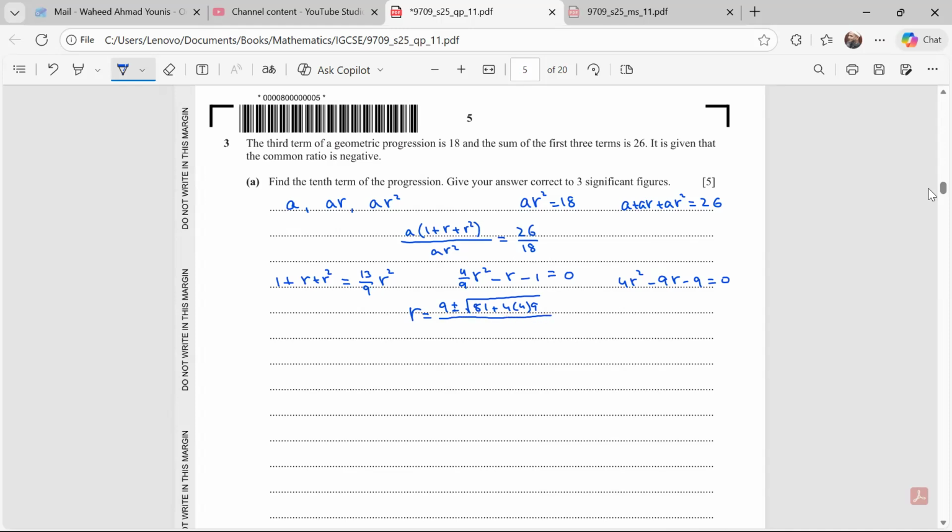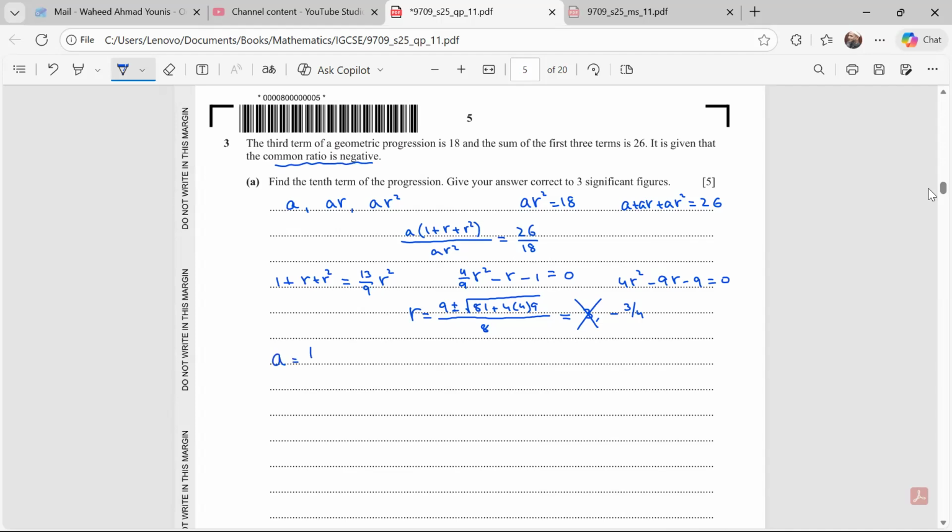So 2A would be 8. This will give me two answers. One is 3, and the other one is minus 3 by 4. Okay. Now we were told that the common ratio is negative. So I will take this value and I will discard this value. Okay. So knowing this value of R, I can find the value of A now.